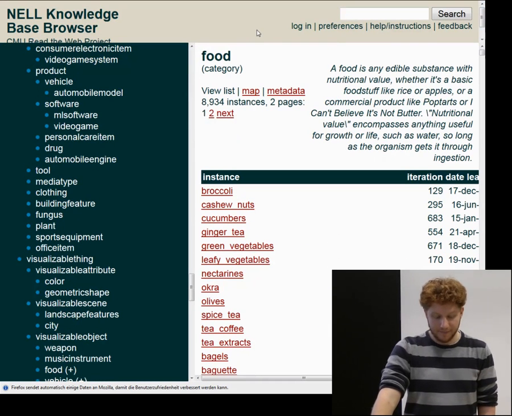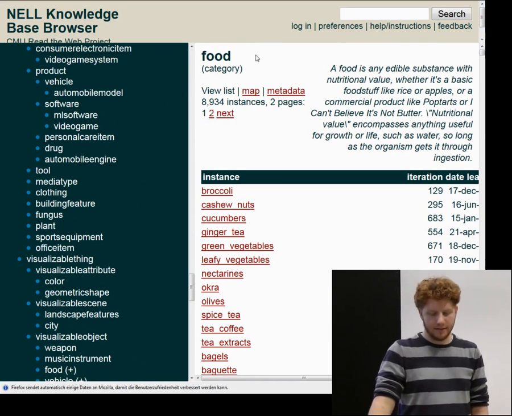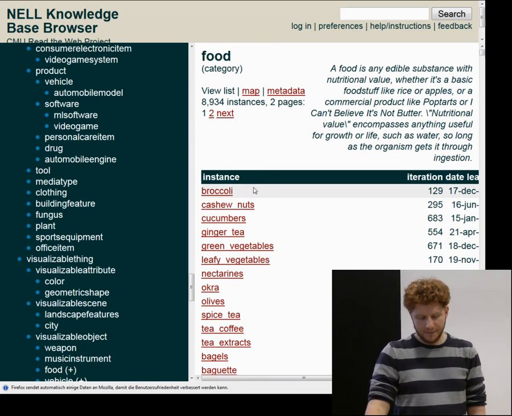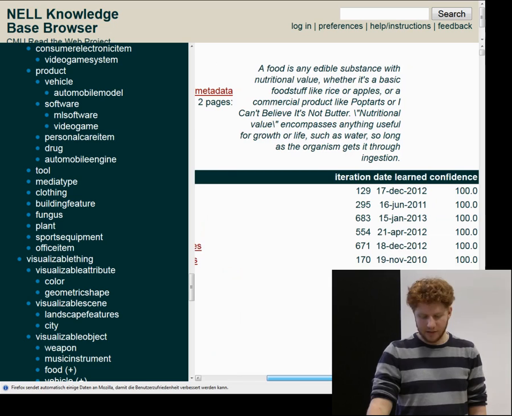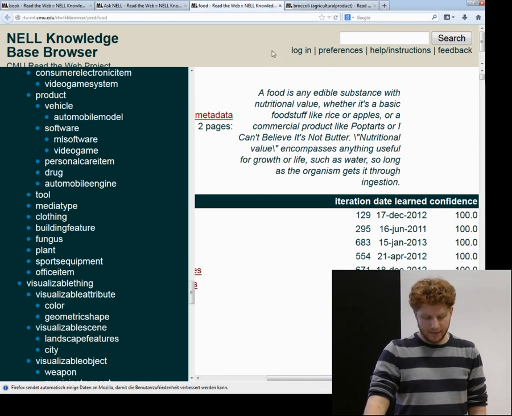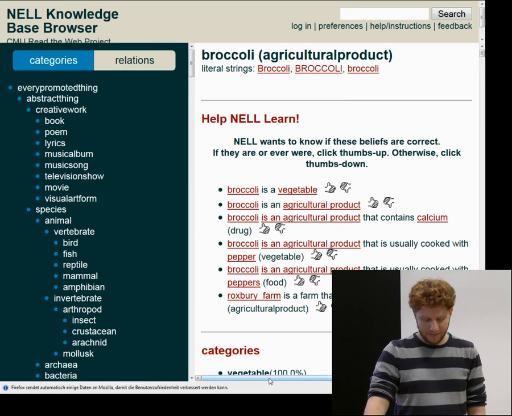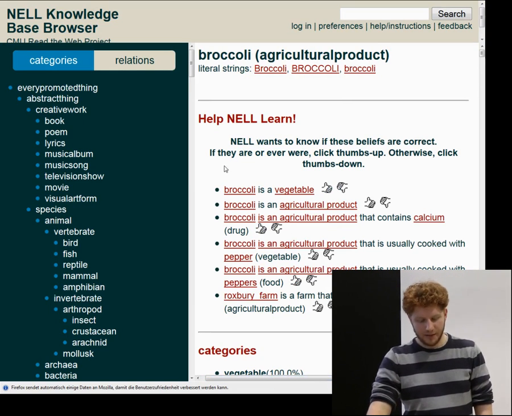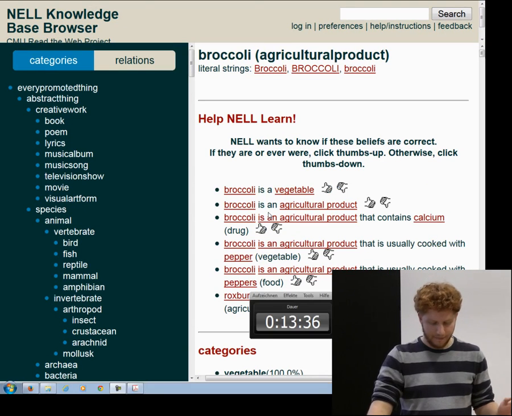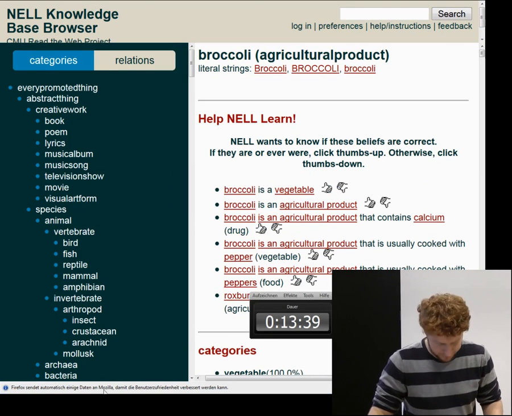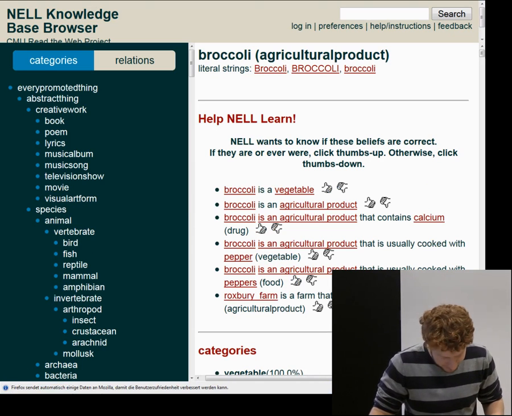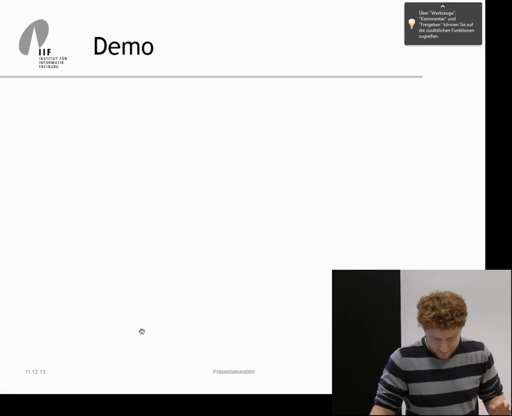Earlier it worked. And we can also see in a category like food that broccoli is in this category, and we can see, if we click on broccoli, which are the beliefs that we have about broccoli. Like broccoli is a vegetable, and we can help the system by marking something as correct or as incorrect.